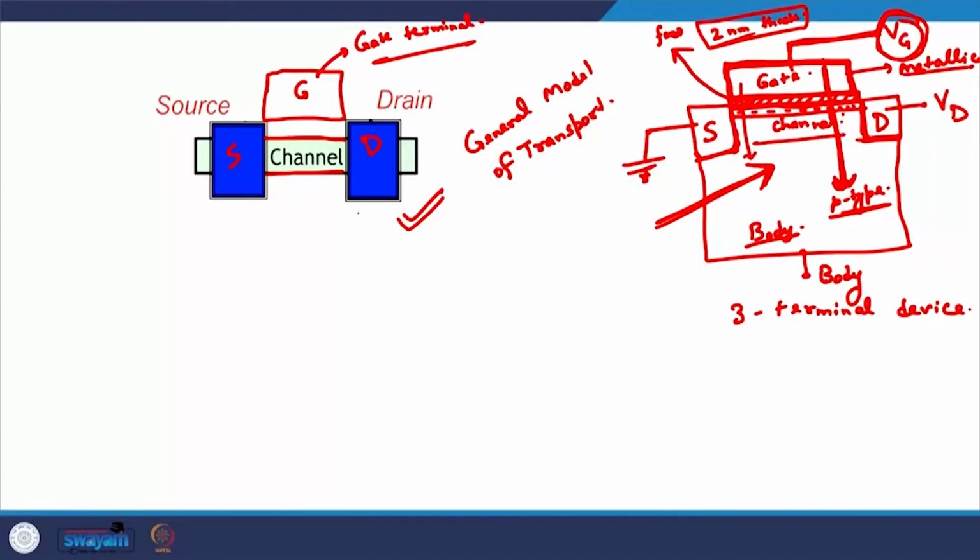So, this is the kind of 3 terminal device that is at the heart of most of our electronic systems nowadays, and it is a very natural extension, a natural generalization, of the 2 terminal device. While discussing the 2 terminal device, we assumed that there are charge carriers available in the channel for conduction.